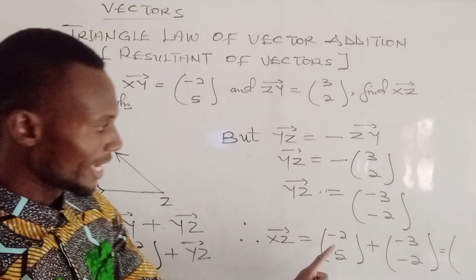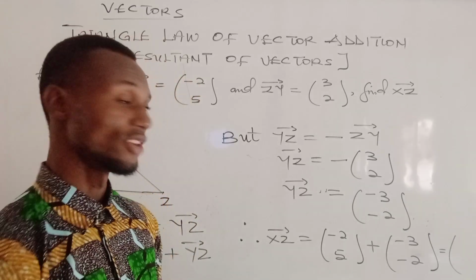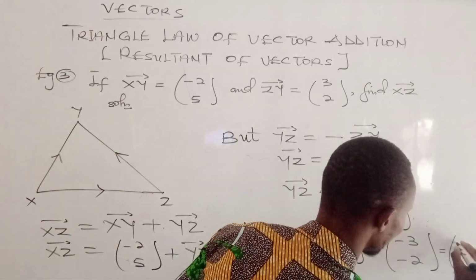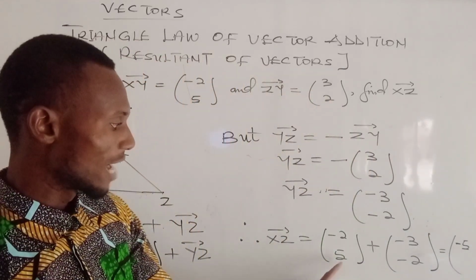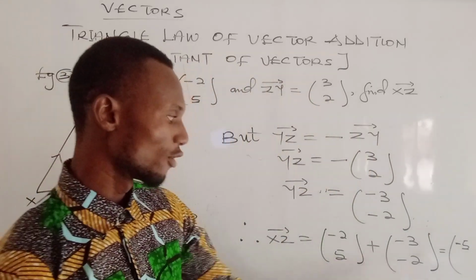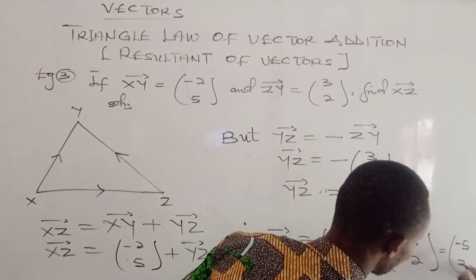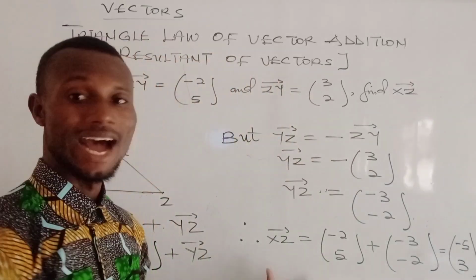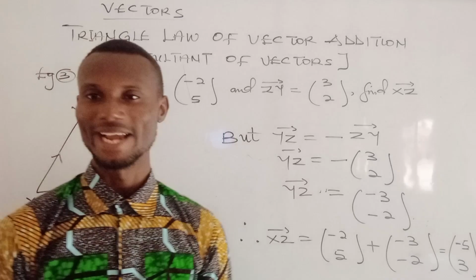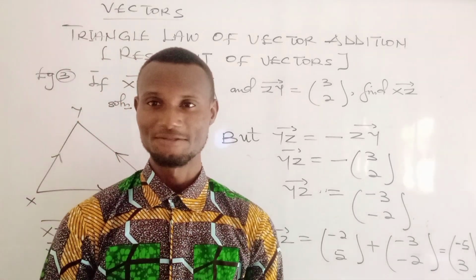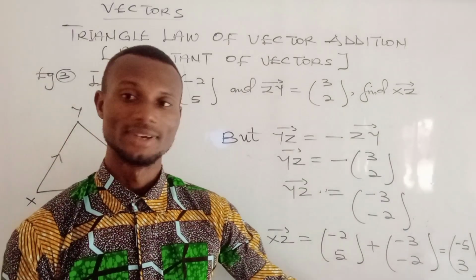Okay, so now let's do it. Minus 2 plus minus 3, it will give minus 5. Okay, so I have minus 5. I hope you can see. Okay, good. Then I have 5 plus minus 2, it will give positive 3. Okay, so positive 3. So that is my answer for finding the vector SZ. I hope the explanation was clear enough and you understood it as well. So the vector SZ is minus 5, 3.